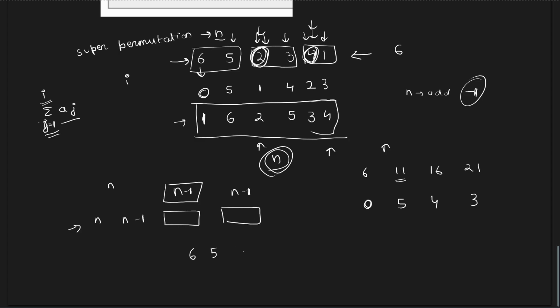Now I would want to put the first even number here, that is 2. I also want to make sure that the sum of these two numbers is equal to 5. So I can only put 3 here. Then the next number I would want to put here is 4, and I also want to make sure that the sum of these two numbers is 5. So I can just put 1 here. So this would be the pattern that I will be following.